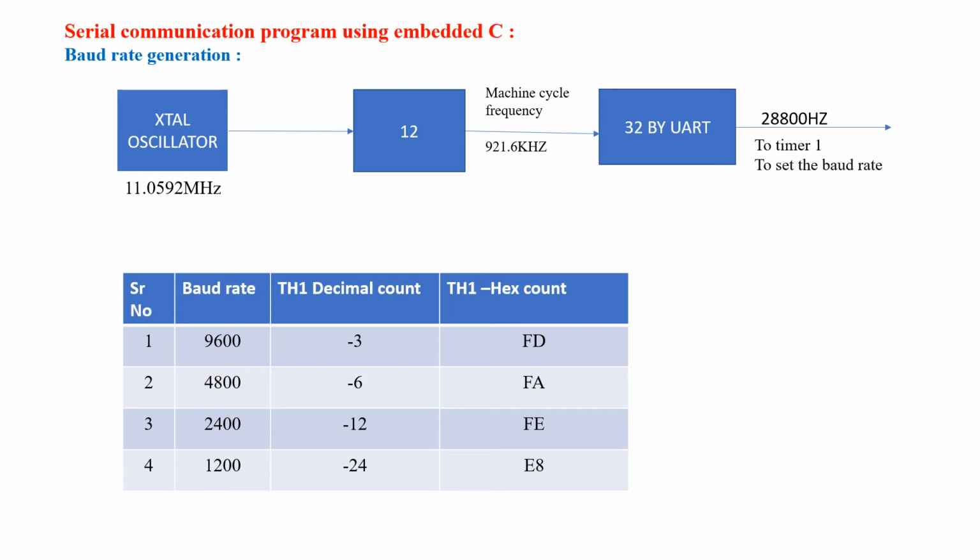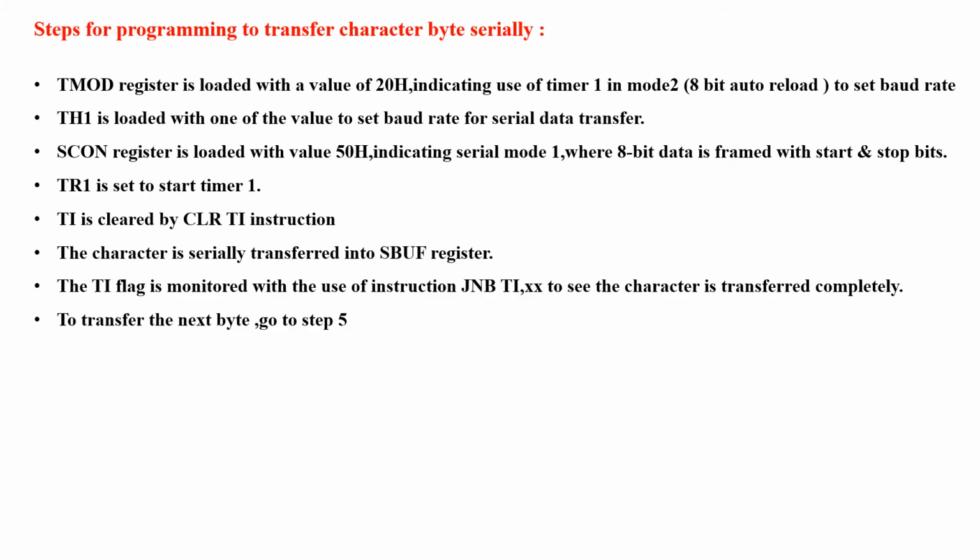Similarly for 4800, the TH1 value is loaded as FA. For 2400 baud rate, it is loaded as FE, and for 1200 baud rate, it is loaded as E8.